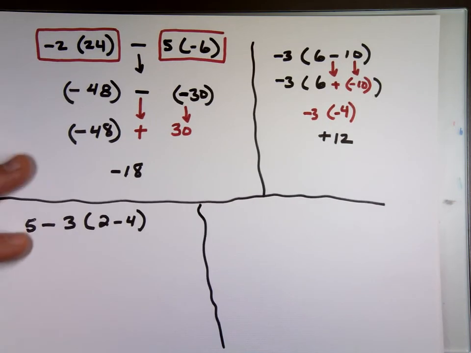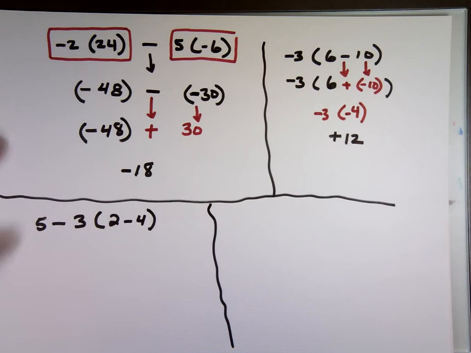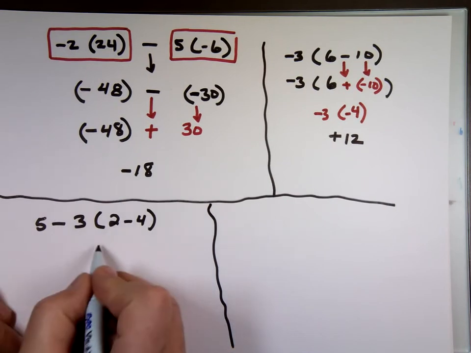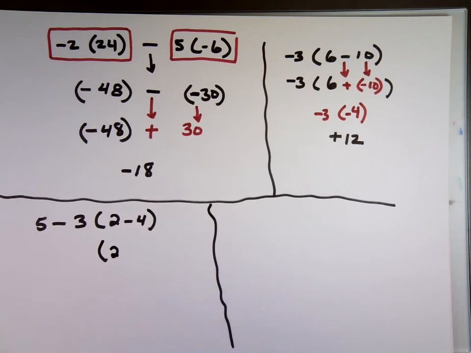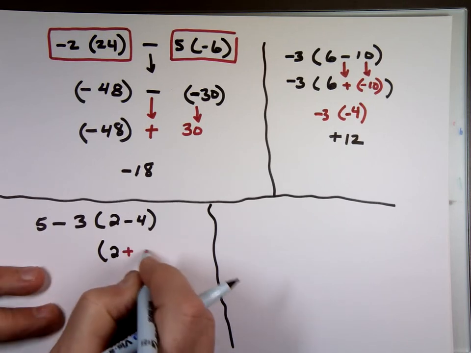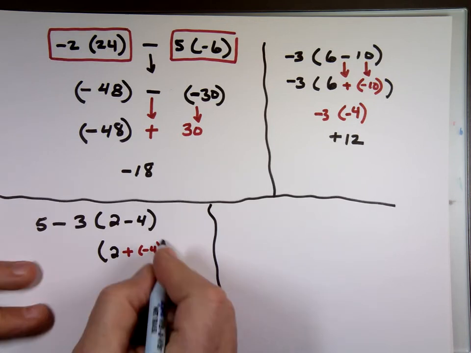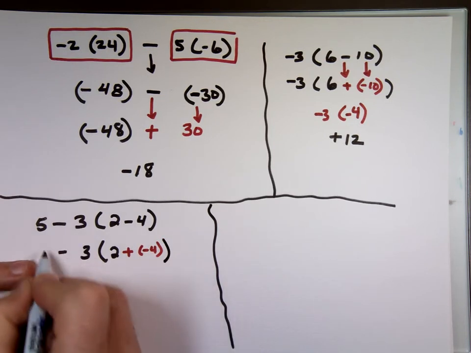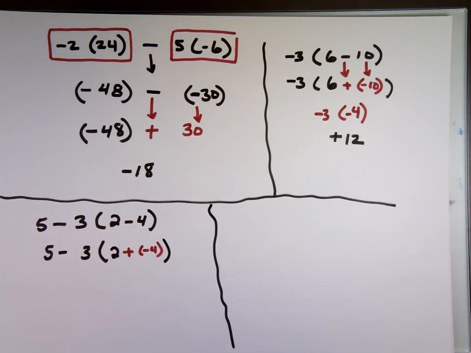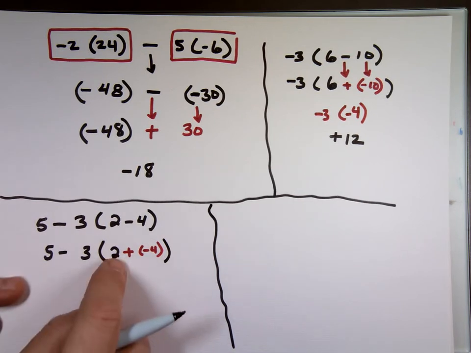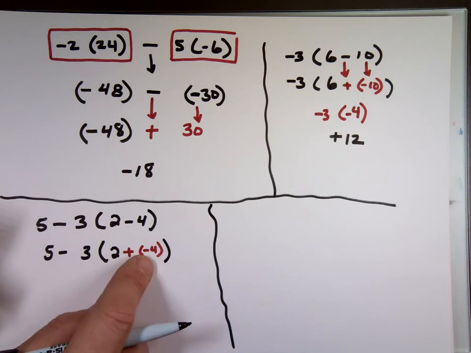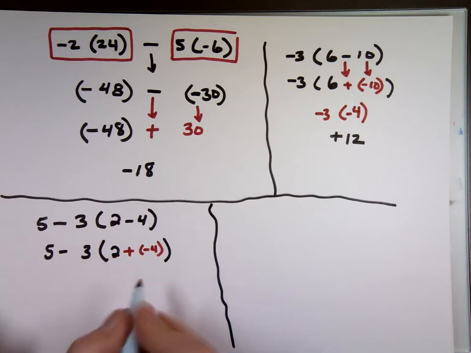Again, what are we doing first? Good, parentheses. So this becomes 2 plus what? A negative 4? And the rest of the problem stays the same. So let's see what the answer to this is. Different signs. Subtract the smaller absolute value from the larger absolute value. 2 from 4, which is what? 2, that's a negative 2.